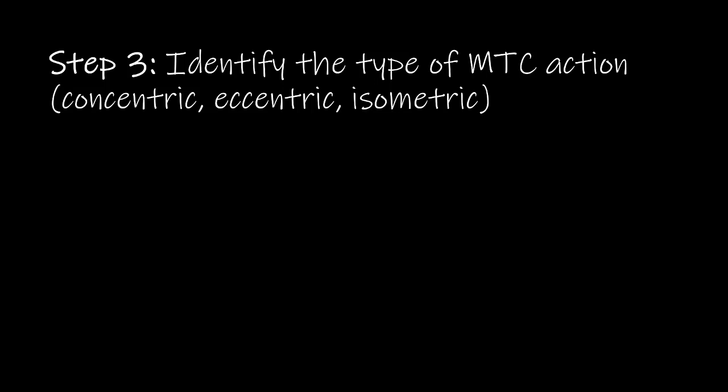Step number 3 is to identify the type of MTC action, be it concentric, eccentric, or isometric. In order to identify the type of MTC action, let's go through a decision flowchart. First, we want to identify the joint motion and the effect of the external force. Next, we need to establish the movement direction in relation to the external force.